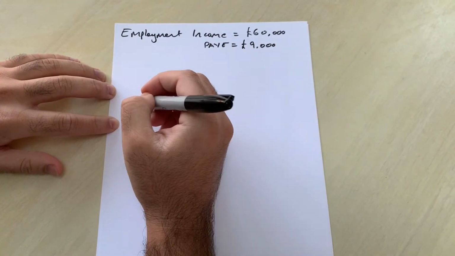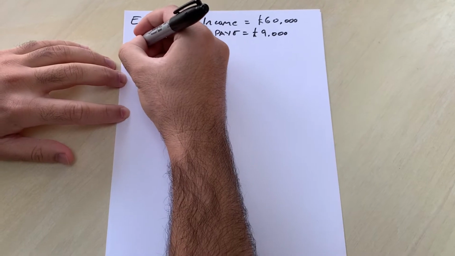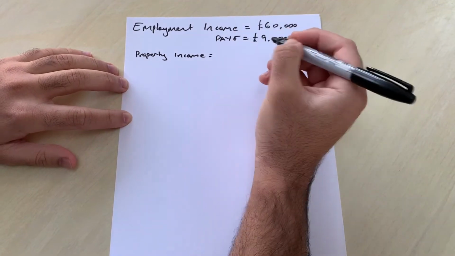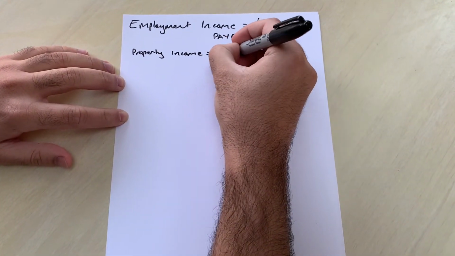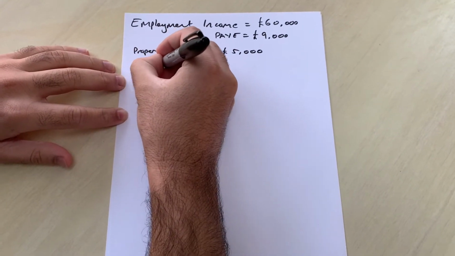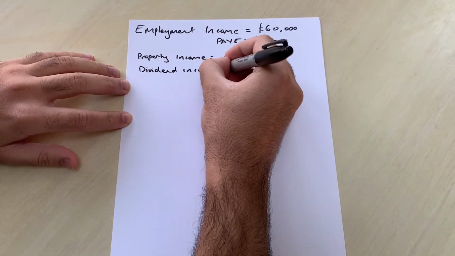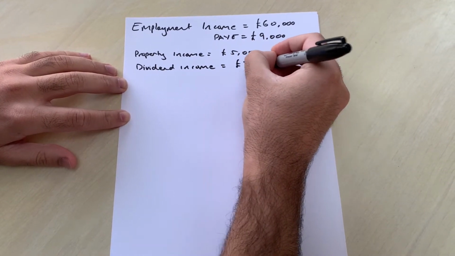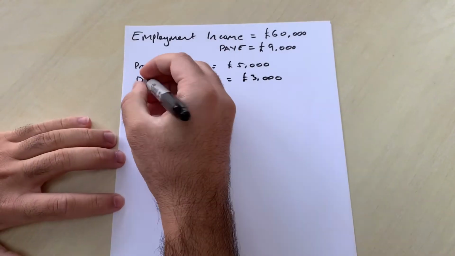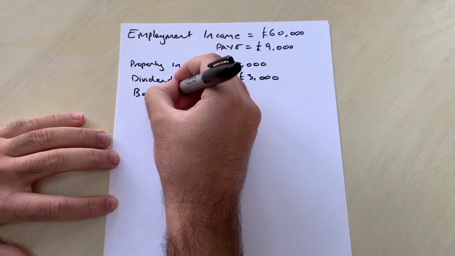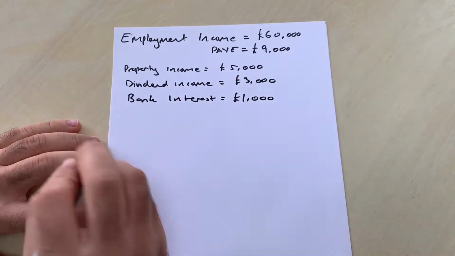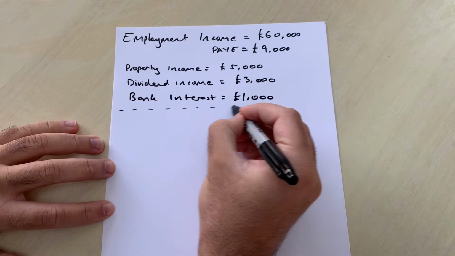Let's say property income, so rental income or income from rent, is for the year, let's say 5,000. Let's say there's dividend income of, let's say, 3,000 that this person receives. And then finally, let's say bank interest of £1,000. So this is our example.